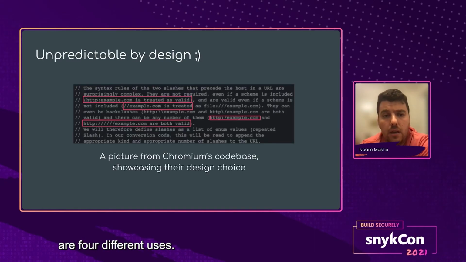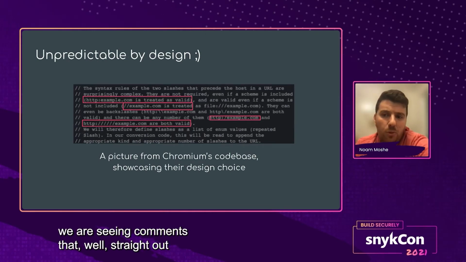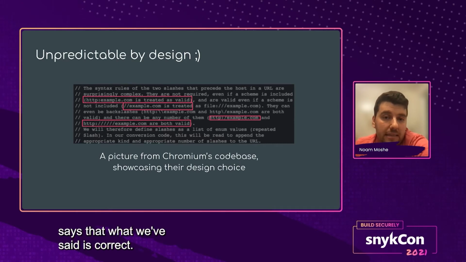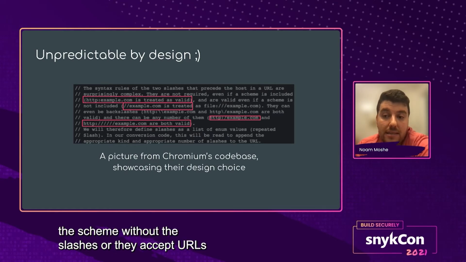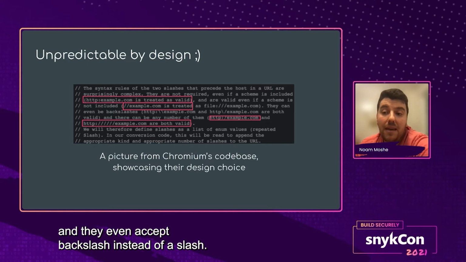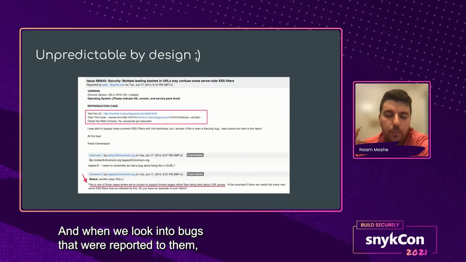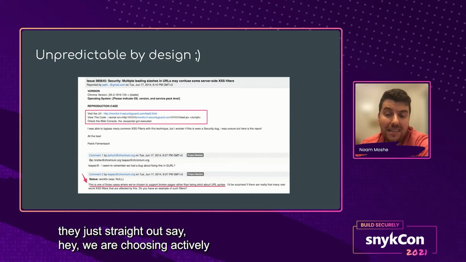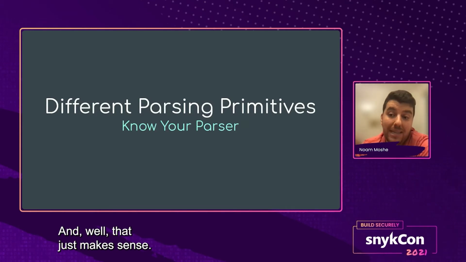And I guess that's a valid reason why one parser behaves so differently from another, because they are for different uses. When we look into Chromium's code base, we see comments that straight out say that what we've said is correct. They say they accept the scheme without the slashes, or URLs without a scheme, or multiple or missing slashes, and they even accept backslashes instead of a slash. And when we look into bugs that were reported to them, they straight out say, hey, we are actively choosing to not follow the URL specification. And well, that just makes sense.